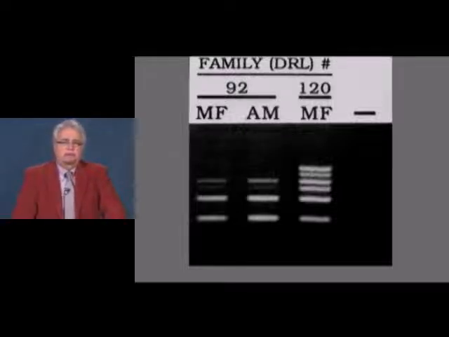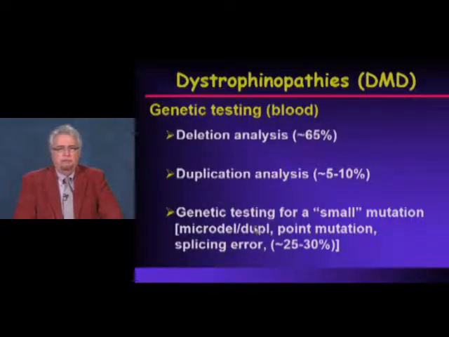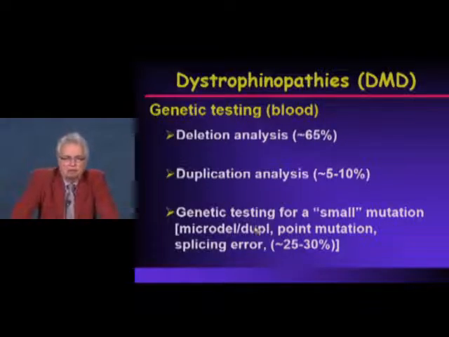Here is a PCR in which a number of exons have been amplified, a number of segments have been amplified, and here you have the normal pattern. And here on this side you have those two lanes. You have two patients who actually are missing a number of those bands, which indicates they have a deletion of the dystrophin gene. So on average, the genetic testing will show deletions in about 65%.